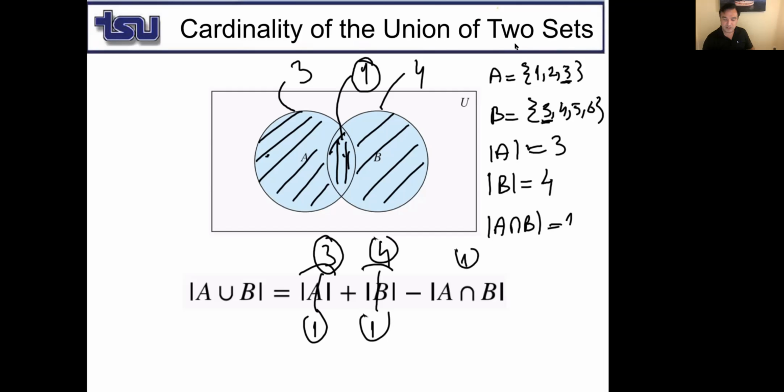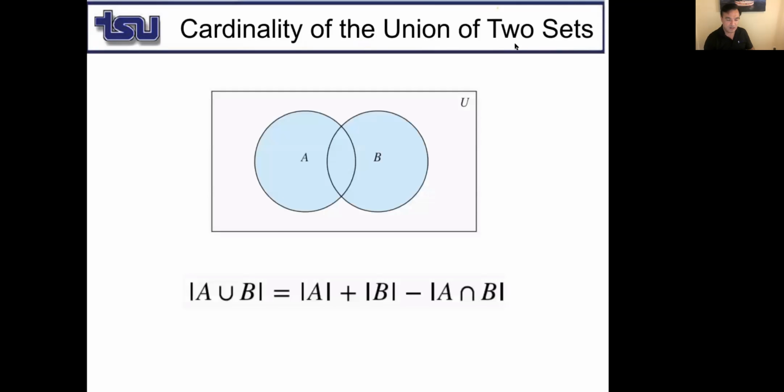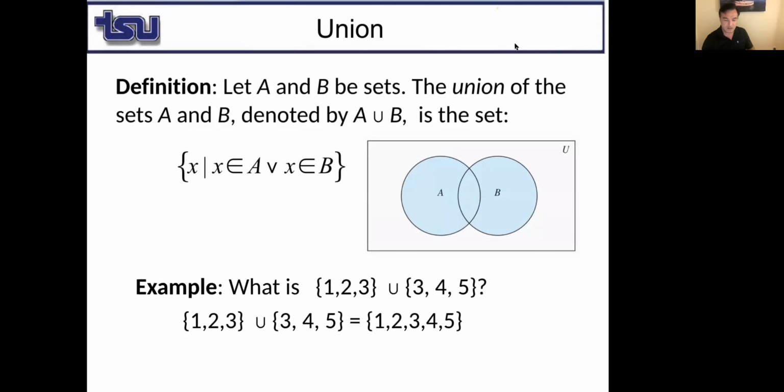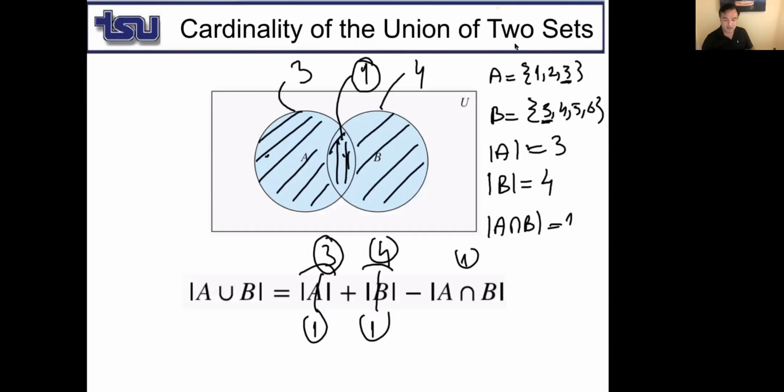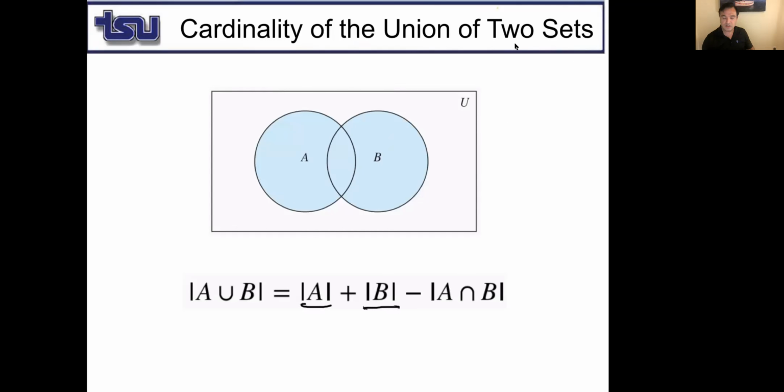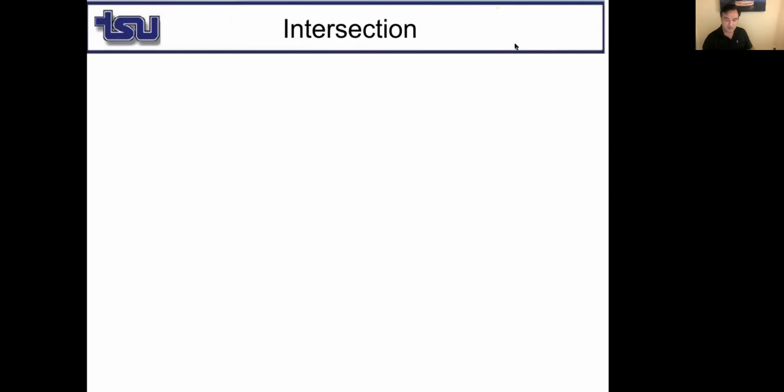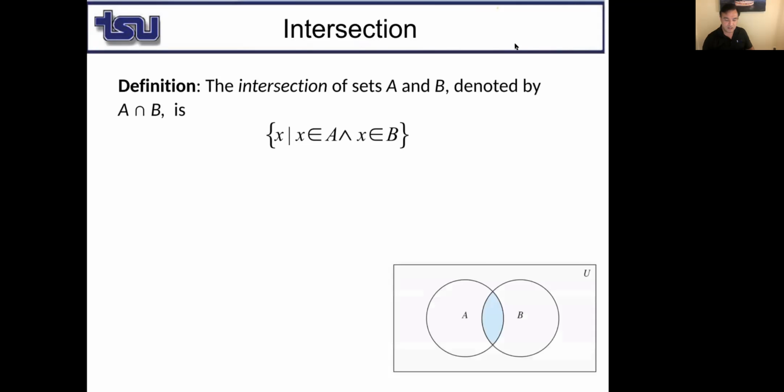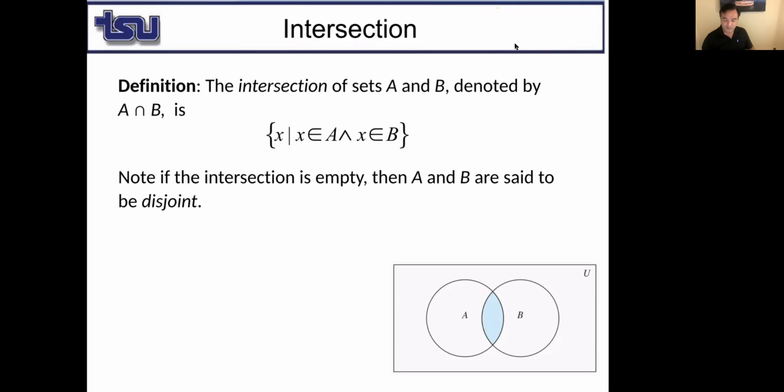So the cardinality will be the cardinality of A plus the cardinality of B minus the cardinality of A intersection B, which is right here. Intersection is obviously, if you have two sets, A and B, all elements that belong to A and belong to B. And if there is no intersection, for example, if this is A and this is B, we call A and B disjoint, okay? If the intersection is empty.